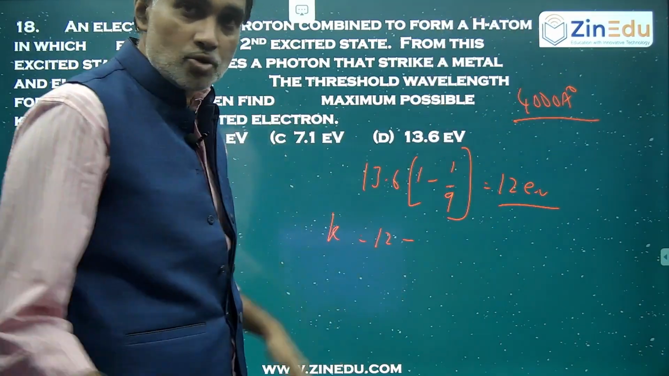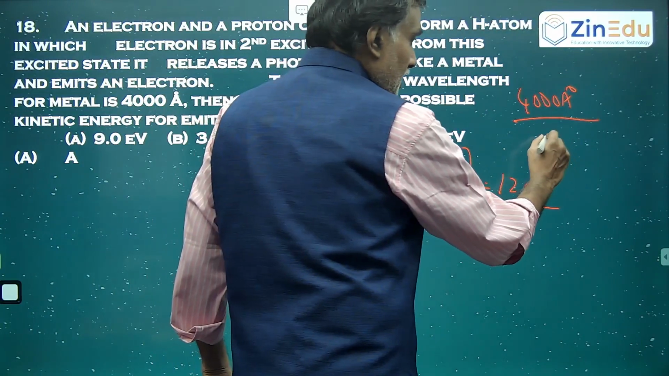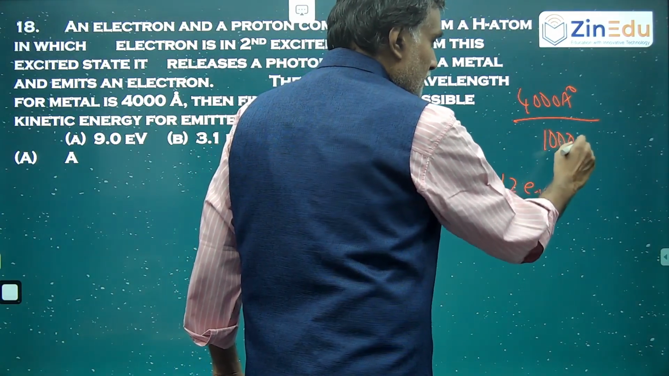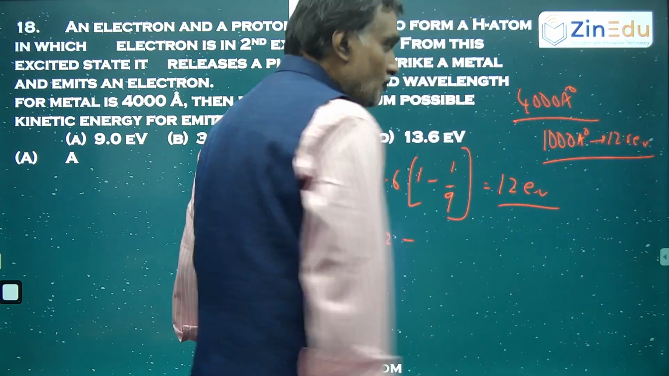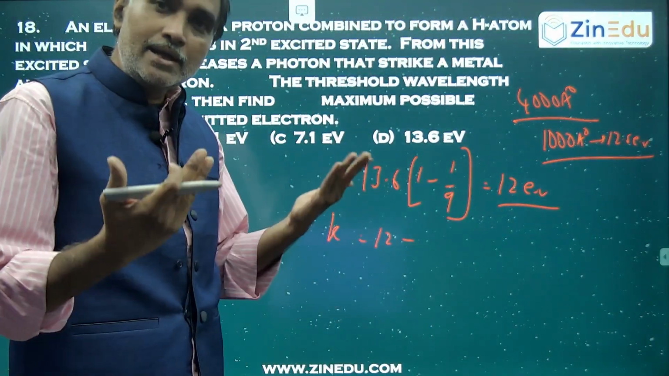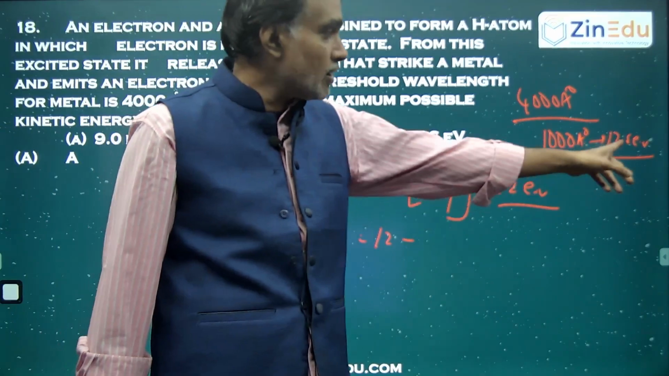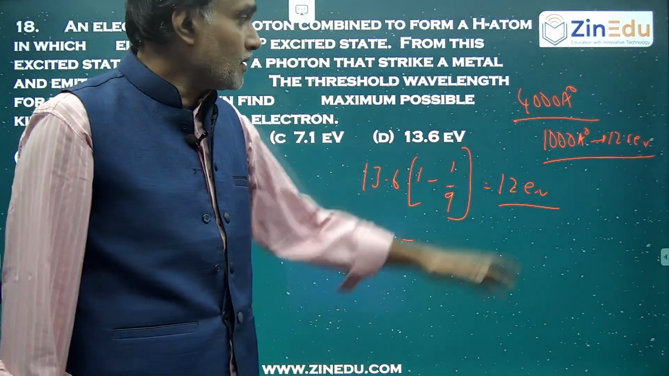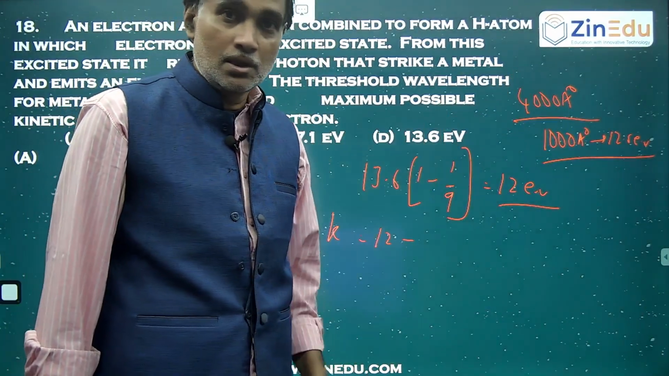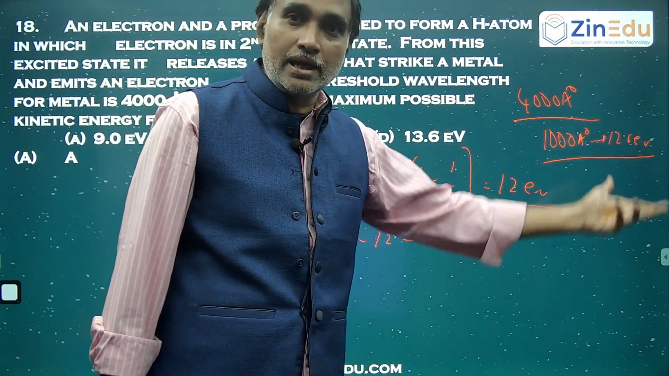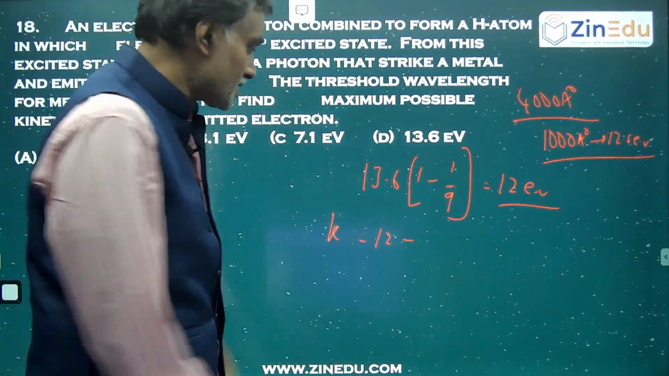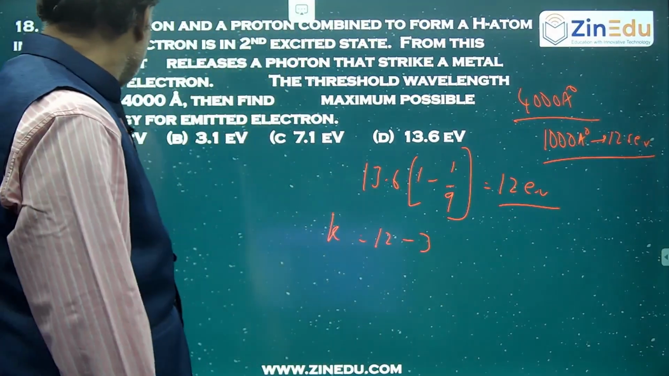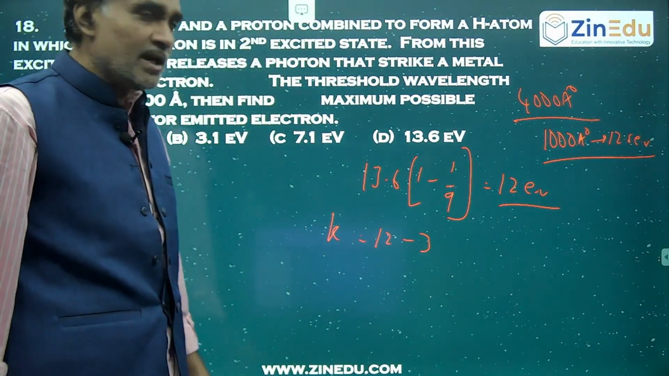You can write like this. If it is 100 nanometer or 1000 angstrom, the energy is approximately 12.5 electron volt. You can remember this and use it for any other wavelength. For 1000 angstrom, 12.5 electron volt. For 4000, it is 1/4. 1/4 of 12 is around 3. 12 minus 3, around 9 electron volt. The answer is A. You can do it faster.